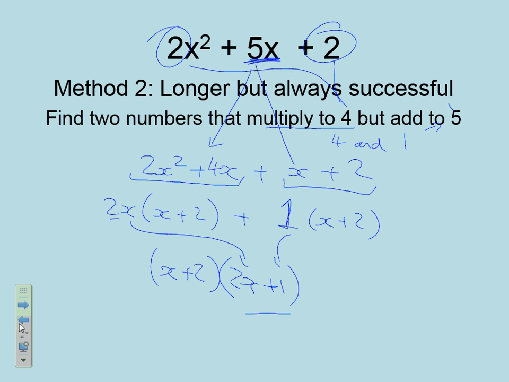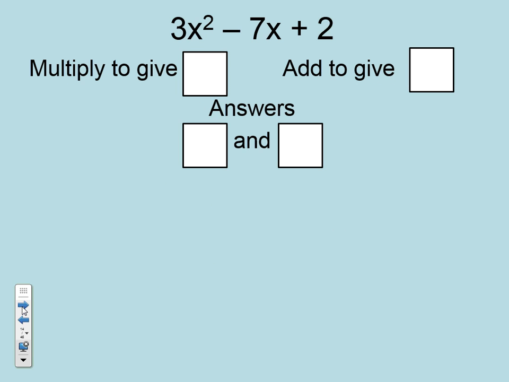So we've got 2x add 1, lots of x add 2. And there's the factorising complete. Here, you're trying to think of two numbers that multiply together to give 6, but they add together to give -7. And so what are we looking at there? 6 and 1, or -6 and -1. So we split this up into 3x squared minus 6x's minus x add 2.